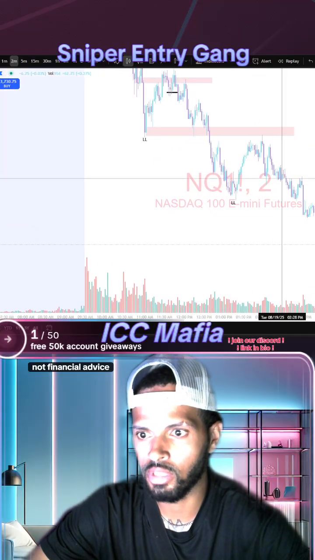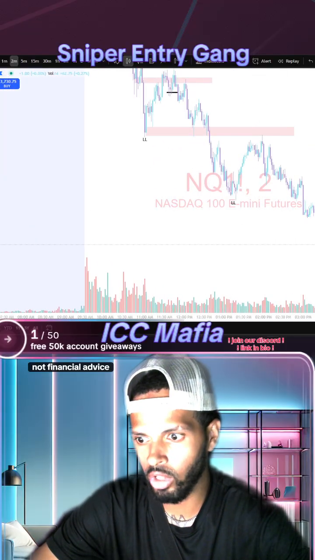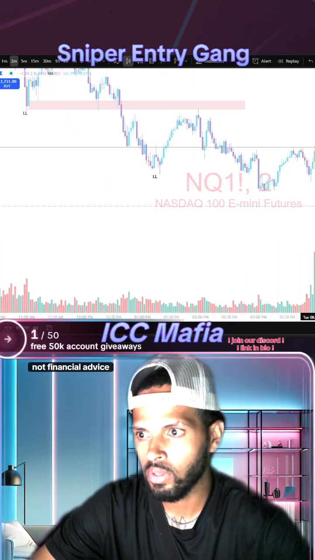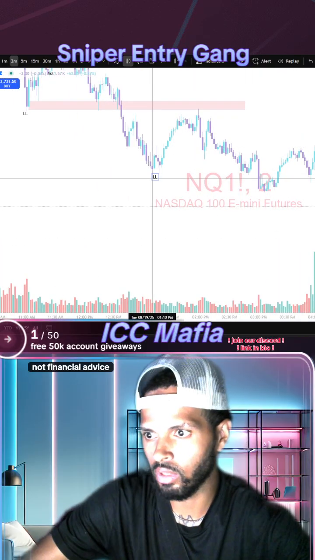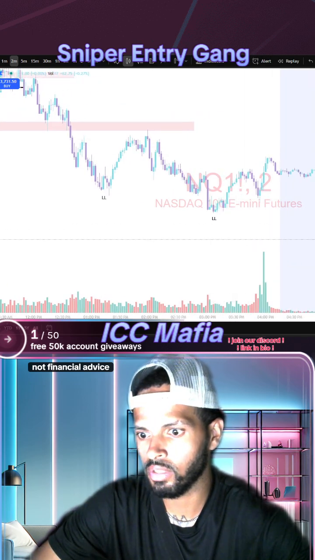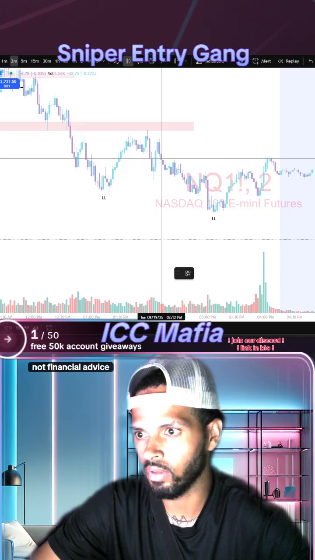Right, and as you can see, we continue to print lower lows, and all I do is look for price to go sideways, and then I make my levels. Right, so if this was the last lower low, we make a new lower low. This was the resistance, this was the support of that level.